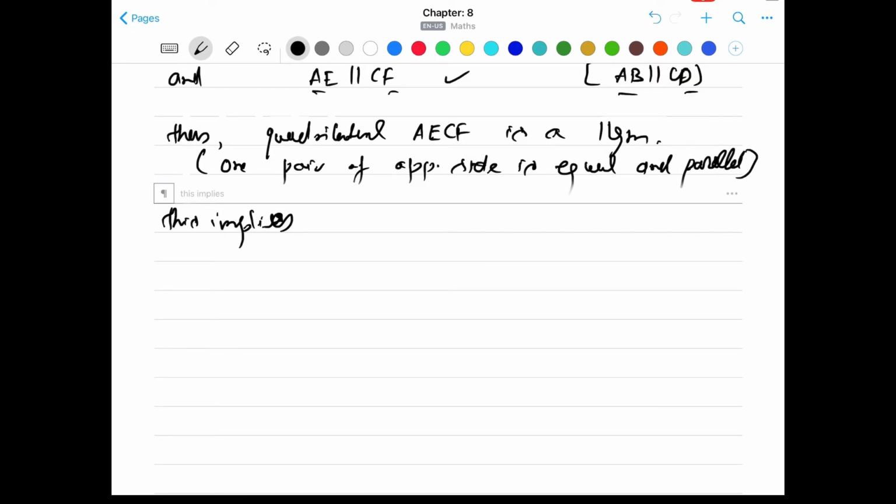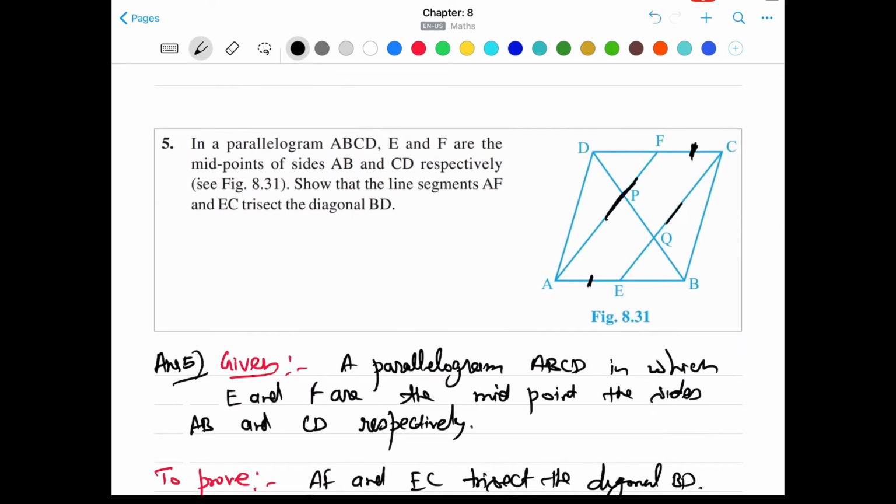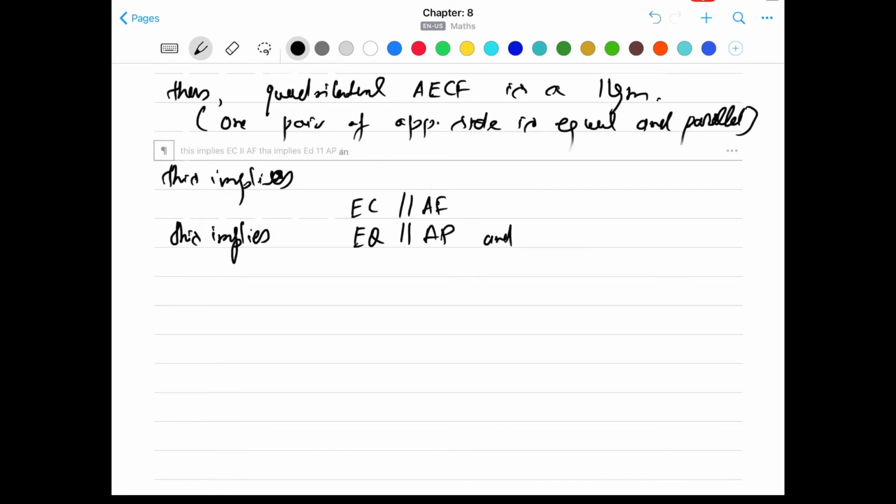So we can write, therefore EC is parallel to AF. And this implies that EQ is parallel to AP. Again we are repeating: first these two complete sides are parallel, therefore their portions EQ and AP will be parallel, and similarly their portion QC or FP will also be parallel. So EQ is parallel to AC and the other part QC is parallel to PF, because both are parts of the parallel lines EC and AF, so they will also be parallel.